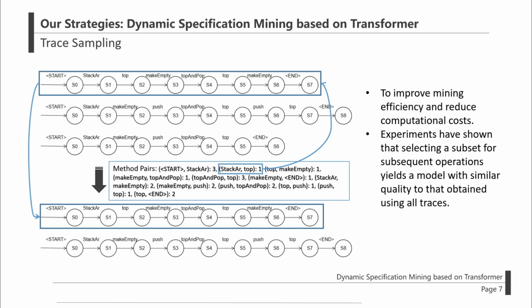Experiments have shown that the quality of the specification model that extracts a subset of traces by adjacent pair is almost the same as that of the model made using all the traces. Therefore, this handling is feasible.